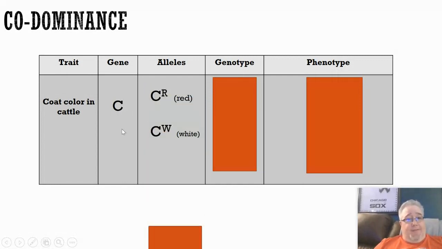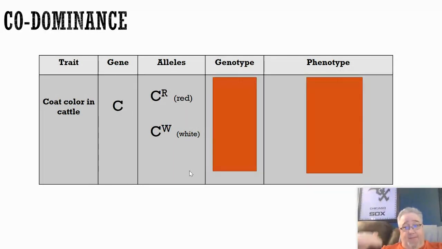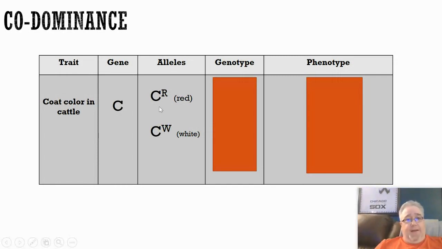Now, the thing about this one is codominance means that they're equally dominant. That means they both dominate. They don't blend together. They both show up, and I'll show you this in a second. But here's our two alleles. We're going to use C superscript R to denote red cattle, or red cows, or kind of like an auburn colored cow. Then C superscript W is white. Okay, so we have two different versions of this allele.